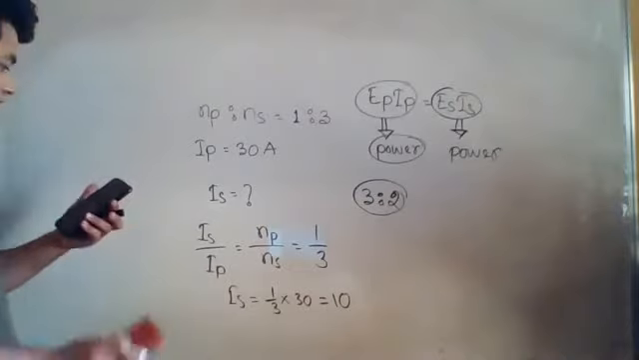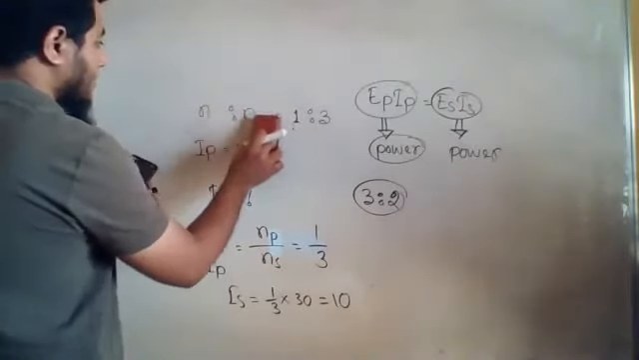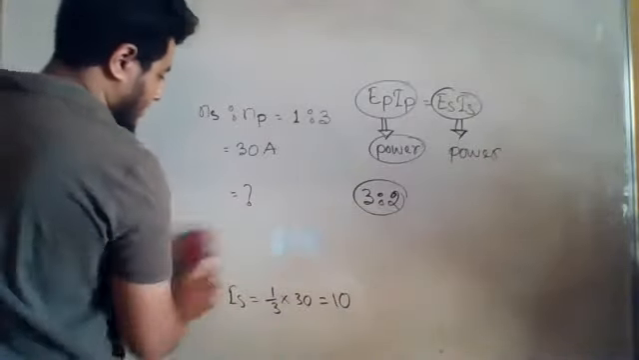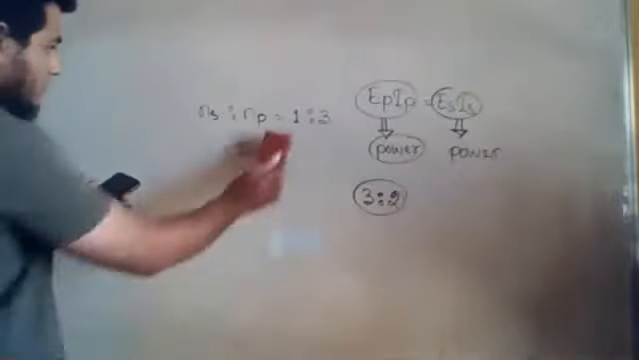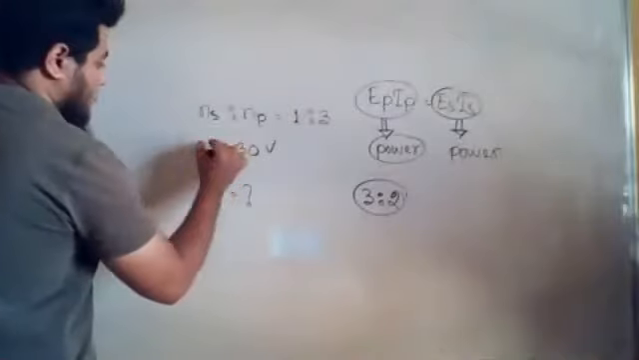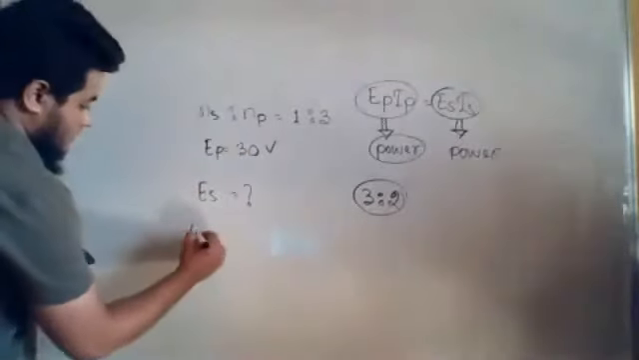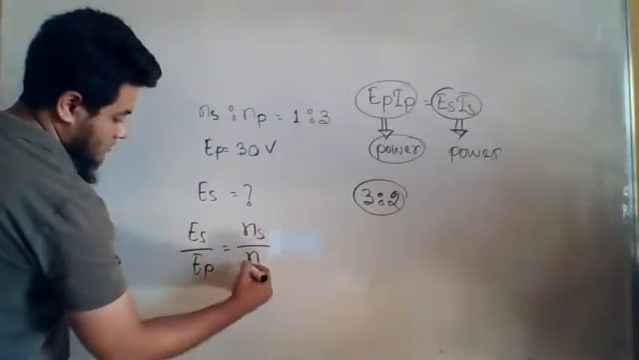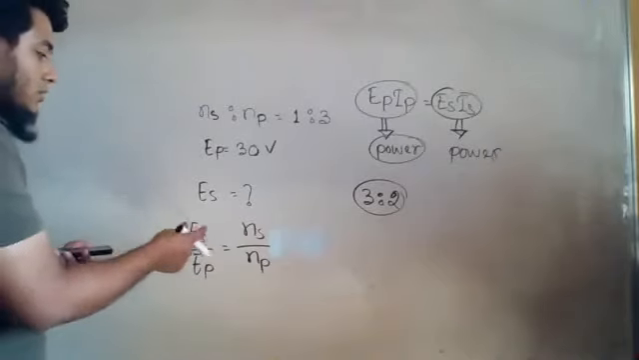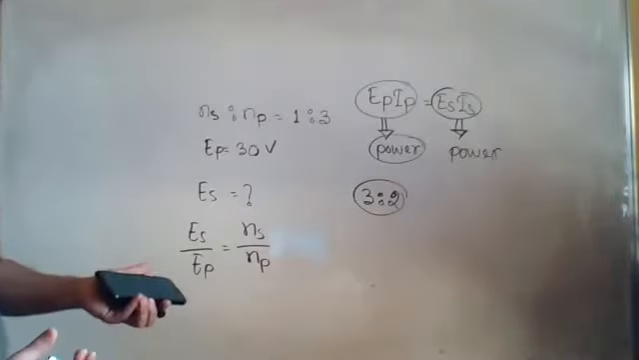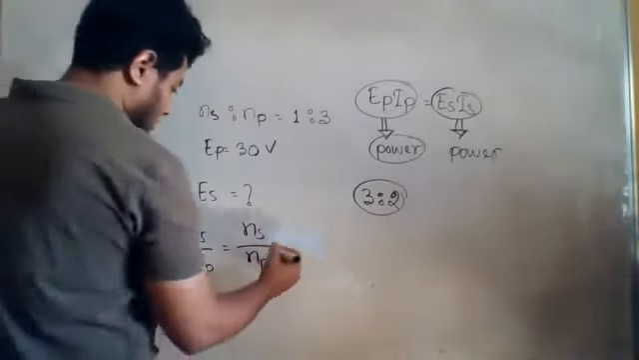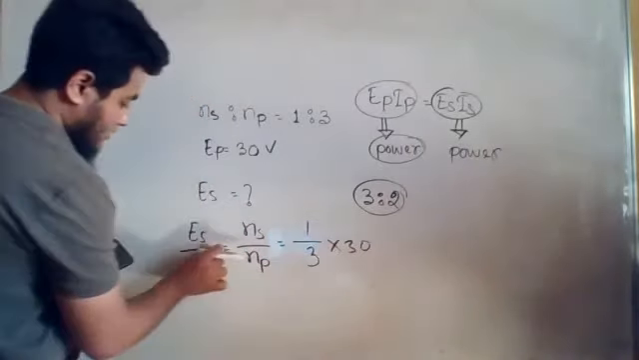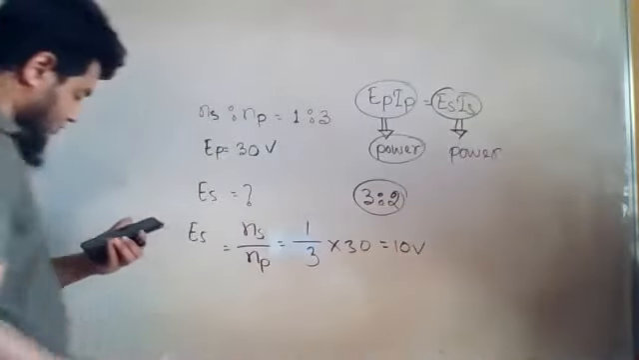Then we have EP, ES with the same ratio. In the second question, I have reversed it. It is not NP to NS anymore, rather it is NS to NP. So be a little bit careful. Here I have given EP equal to 30 volt. I have to calculate ES. So ES by EP will be equal to, it is the same relation, NS here and NP here. If anybody is having a hard time understanding when I write NS by NP and when I write NP by NS, you may ask me, no problem, I will explain. NS by NP is 1/3 again, and EP is 30. So if I cross multiply by 30, it will give me 10 volt again. So the answer will be 10.